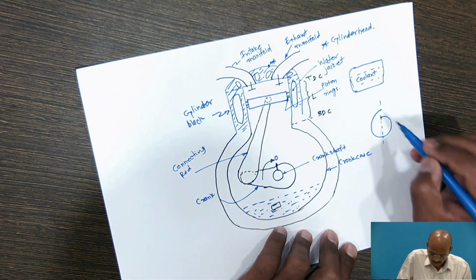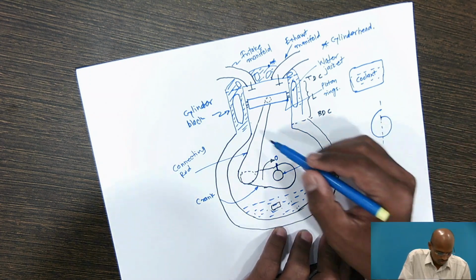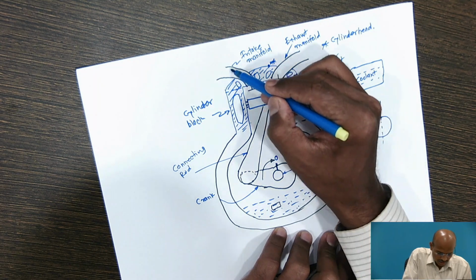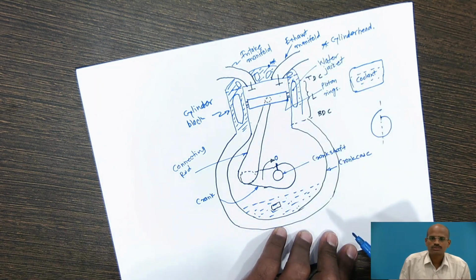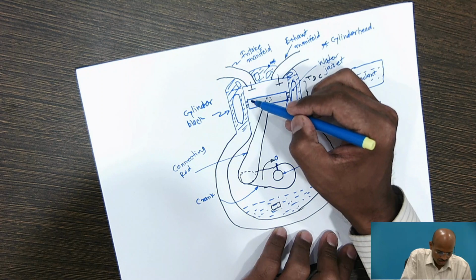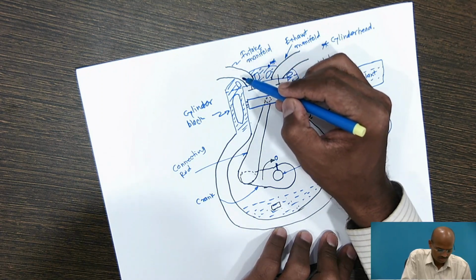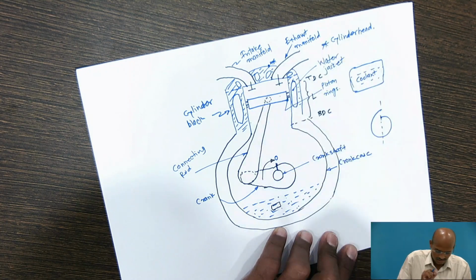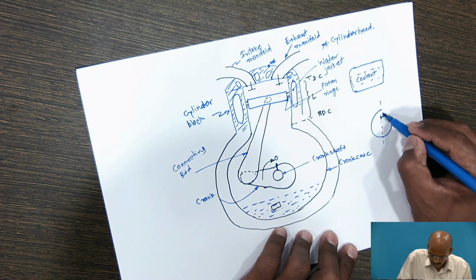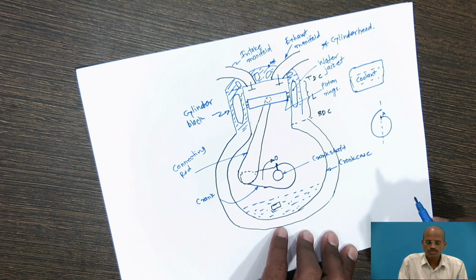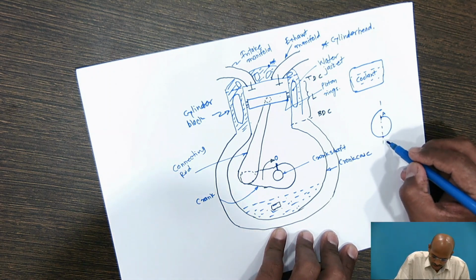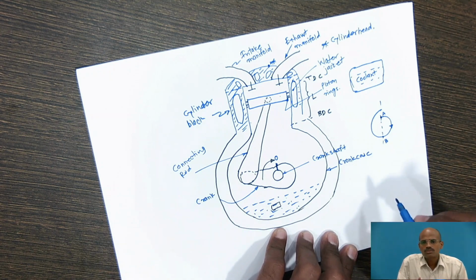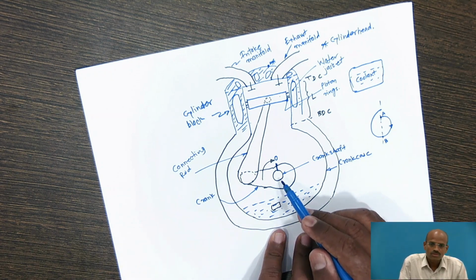At 0 degree, suppose the inlet valve opens, so the piston moves from TDC to BDC. That stroke is called the suction stroke. During the suction stroke, air, or air plus petrol for an SI engine, is inhaled inside the cylinder. So this point A represents inlet valve opening, and it gets closed at point B. See how we are showing the valve timing diagram with respect to the crankshaft.